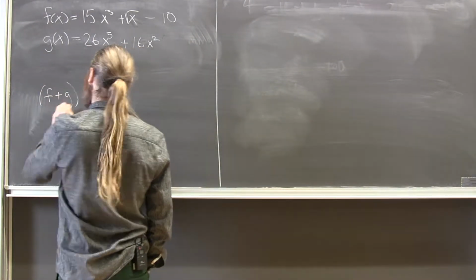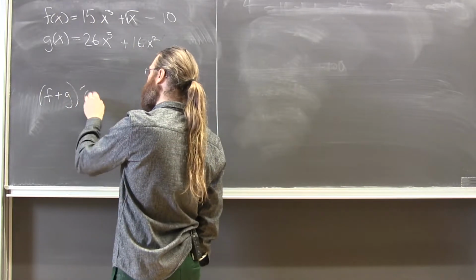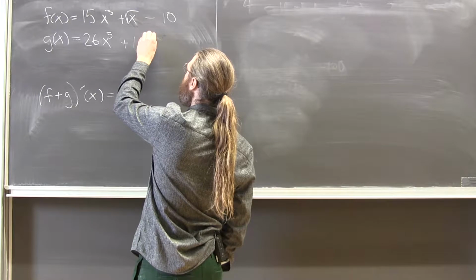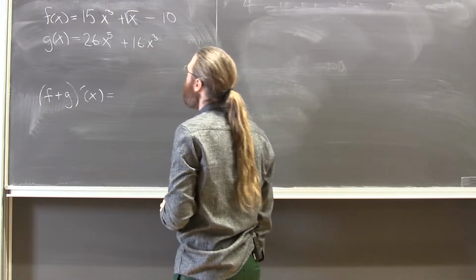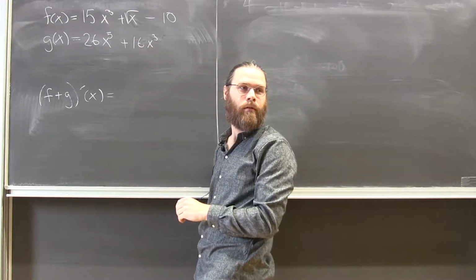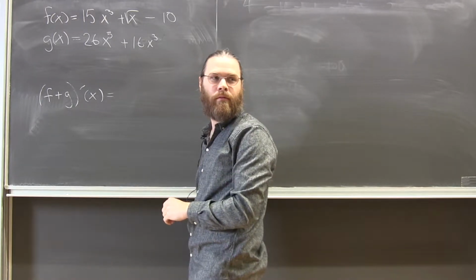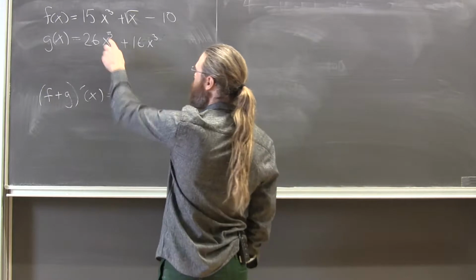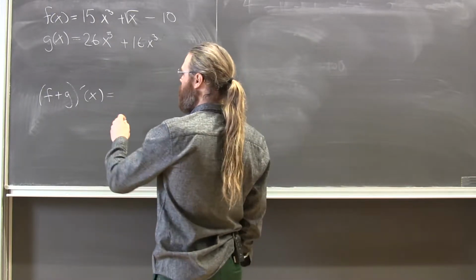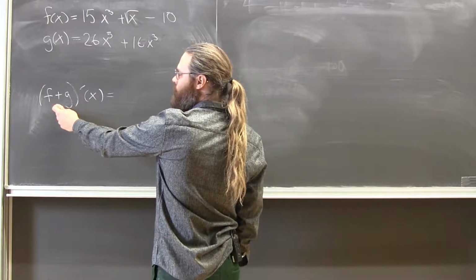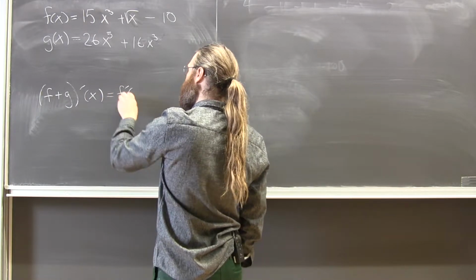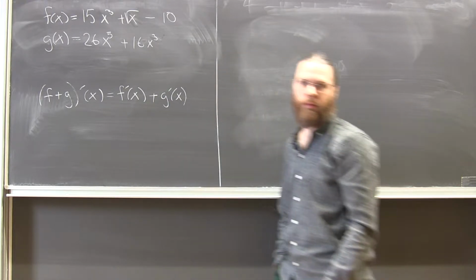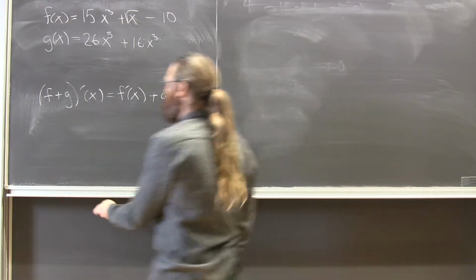f plus g, the sum of these. If it says 26x to the power 5. Oh, that's to the power 5. Yeah. So if you have a sum of two functions, if you take the derivative of that, you should just take the derivative of each function and add them. Right? That was one of the rules.